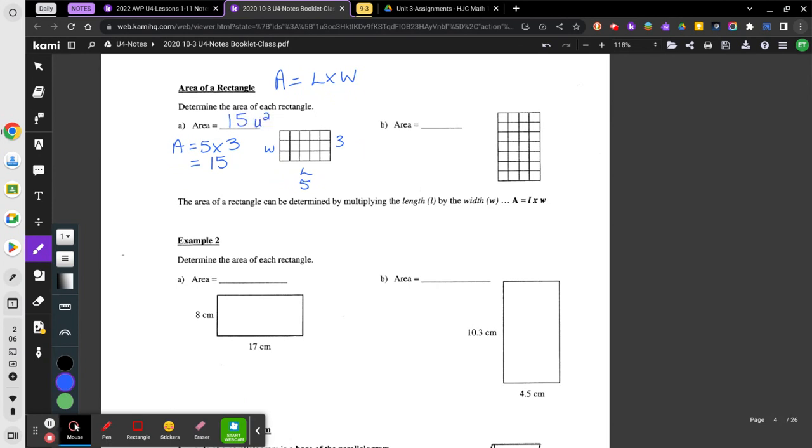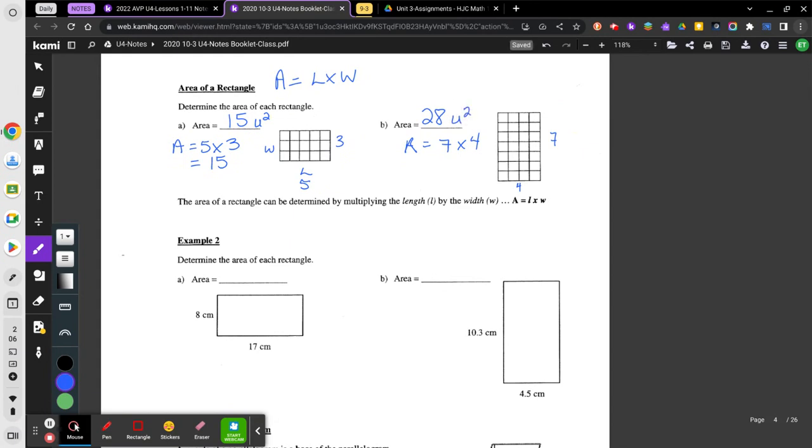You always put a u if they indicate no units. So you're indicating units by putting the letter u. Okay, units squared. On the next one, I've got 4 on the bottom, and I've got 7 going up and down. So 7 times 4 is my area, and that's going to give me 28 units squared.